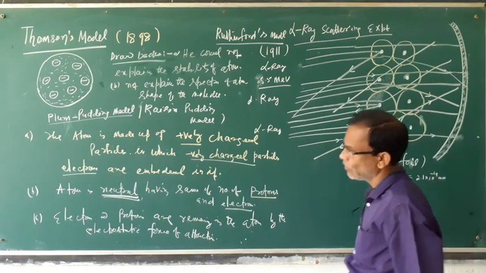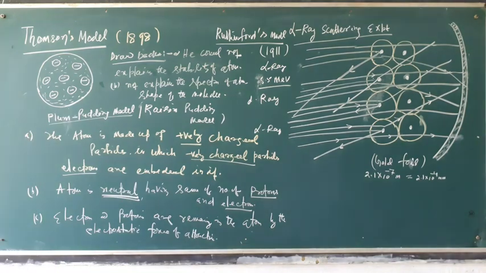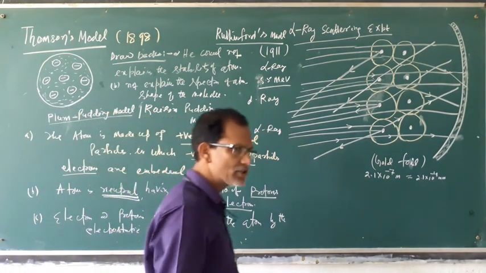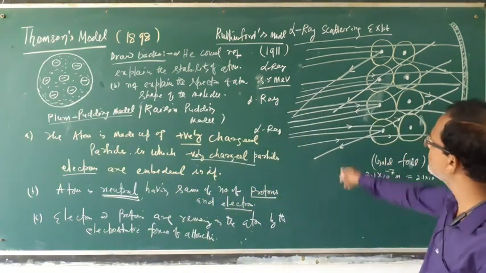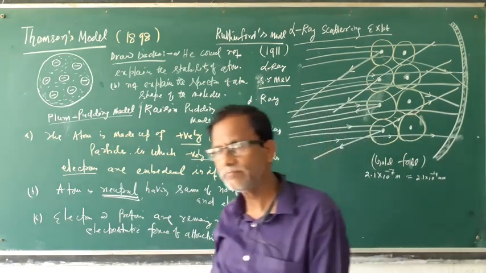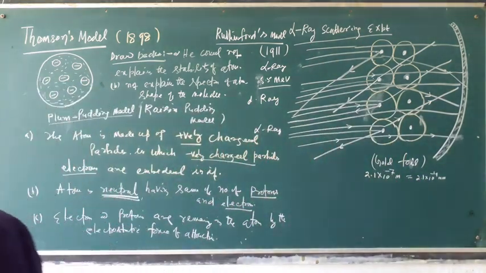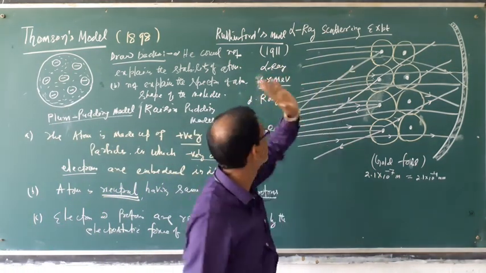In Rutherford's model, Rutherford studied the structure of the atom by using an experiment. The name of the experiment was the alpha ray scattering experiment.